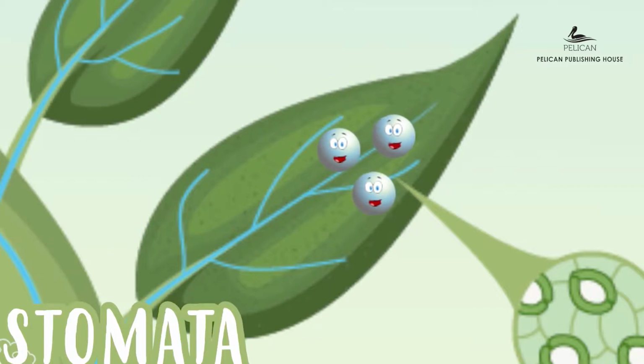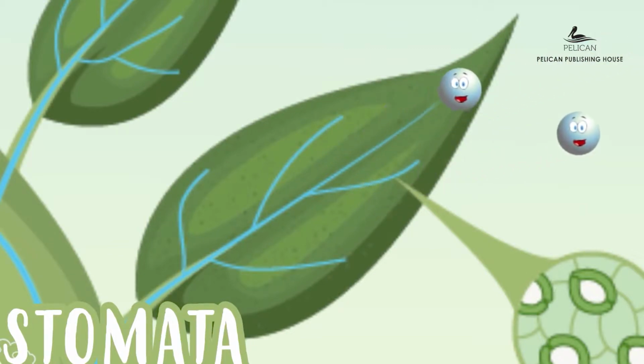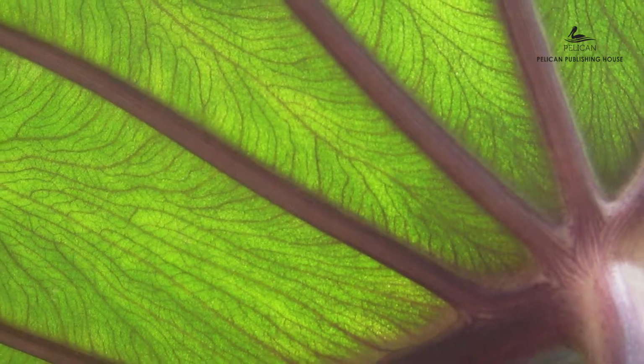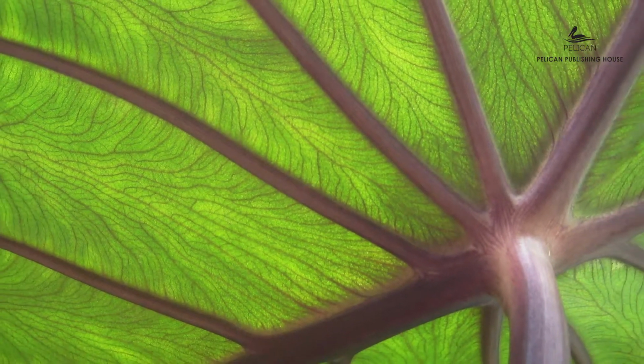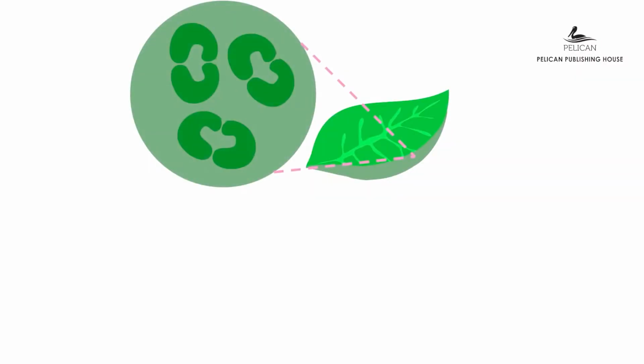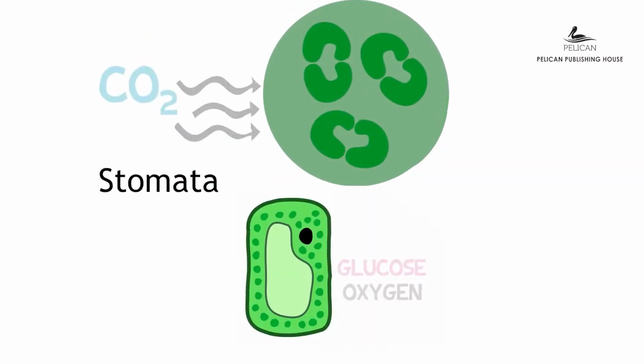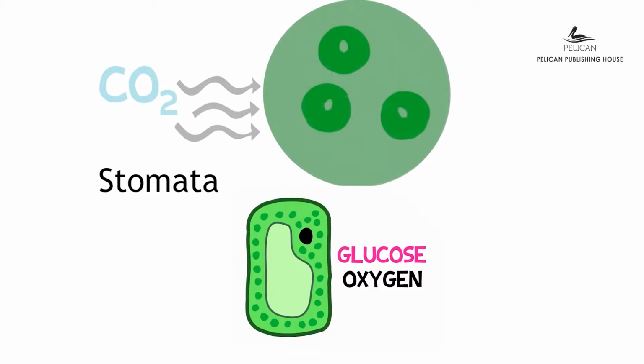Transfer of air through tiny pores present on the leaves. These pores are called stomata. They are concentrated on the underside of the leaf. Carbon dioxide comes in and oxygen goes out of the leaf through the stomata.